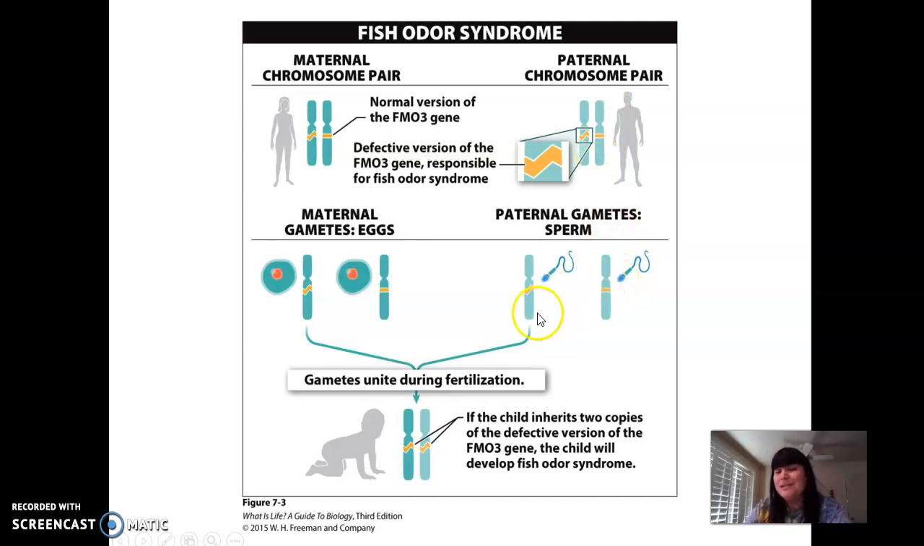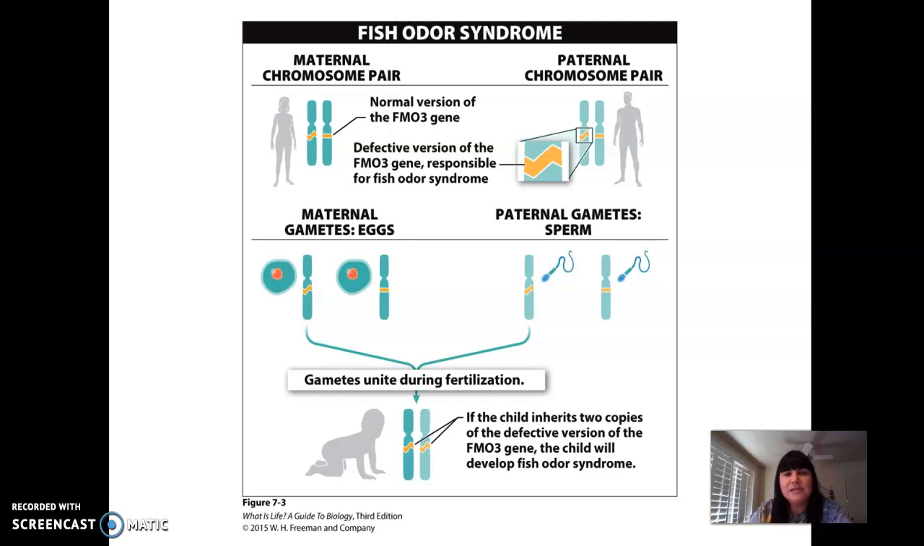And that's what sex is all about. It's random and it causes variation in the population. So if this egg and this sperm got together, now the baby would have the 2 defective versions. And guess what? If the child inherits 2 copies of the defective version, the child will develop fish odor syndrome. Yuck. Horrible. So sometimes it's no big deal. Sometimes it's a big deal, right?